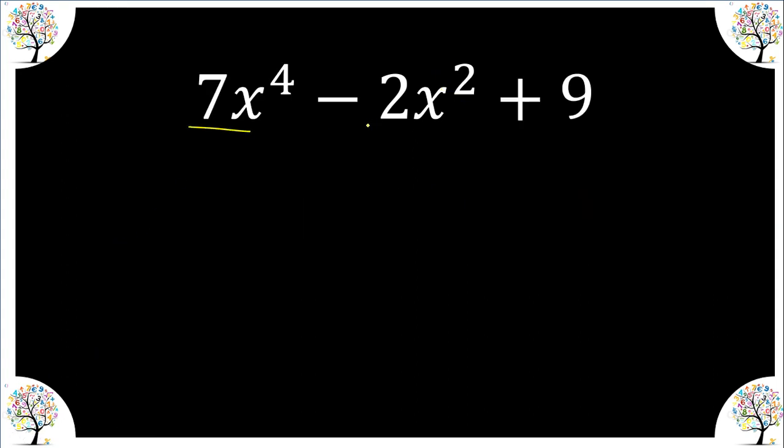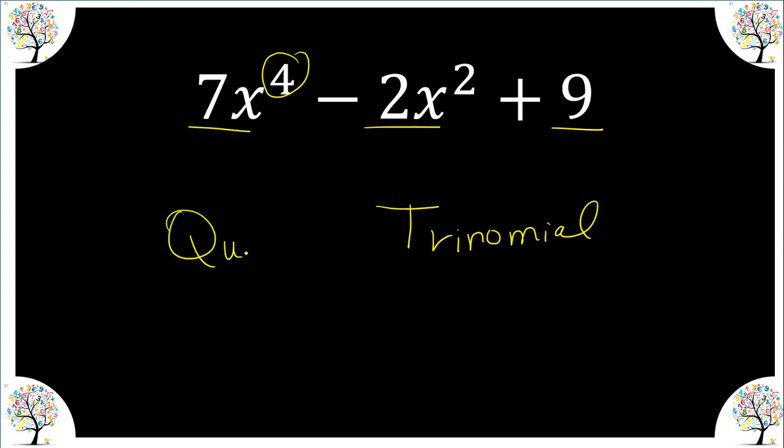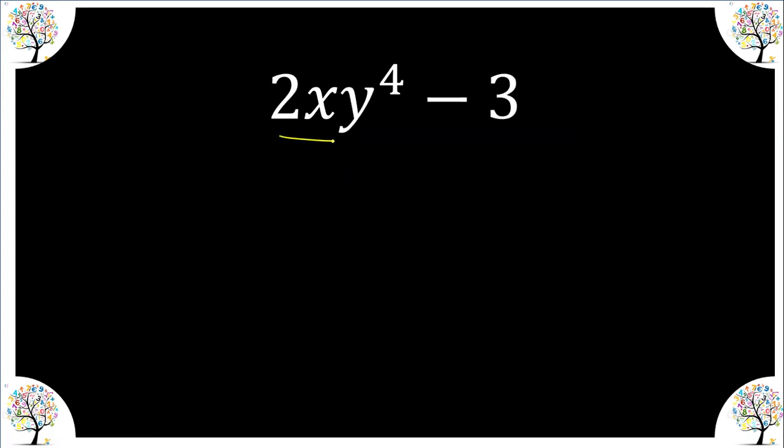So here we have 1, 2, 3 terms, so it is a trinomial. And we don't have a specific name with a degree of 4. Oh, no, actually we do. I was thinking 4 terms. So this is a quartic trinomial. Here we have a binomial.